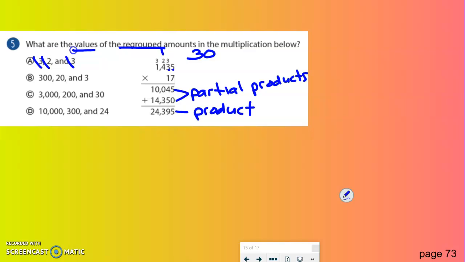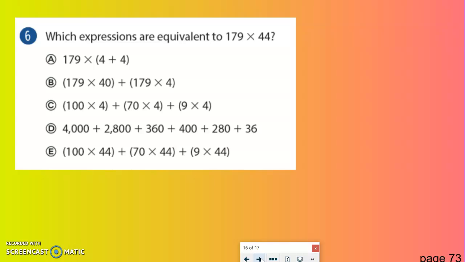So let's do our value of 2. Well, 2 is in the hundreds place, which means a value of 200. And then the 3 is in the thousands place, which is a value of 3,000. So this one has a 3,000. This one has a 200. This one has a 30. So C is your correct answer for the values of those regrouped amounts. And then our last problem on page 73 is number 6.